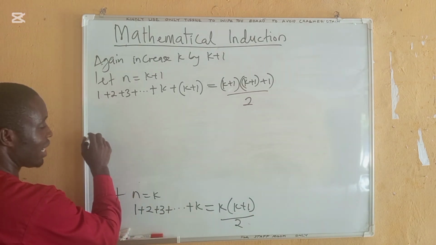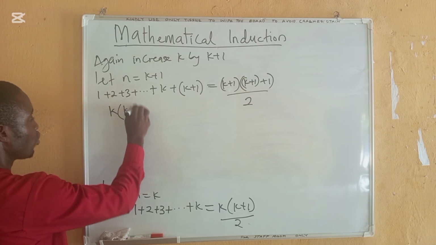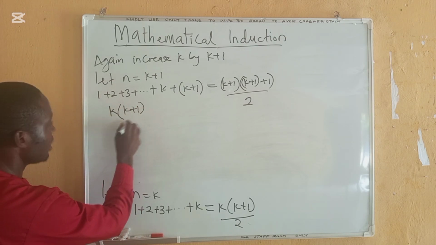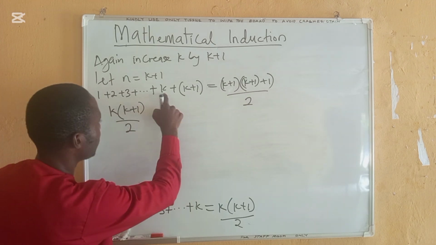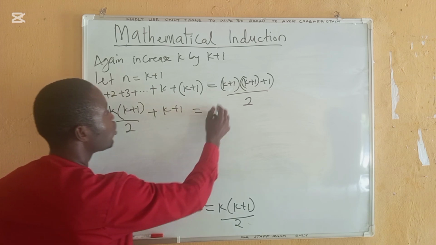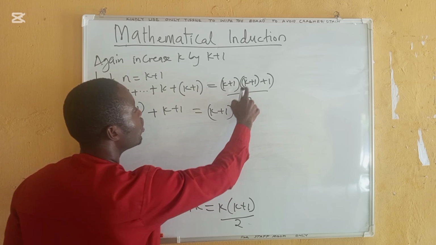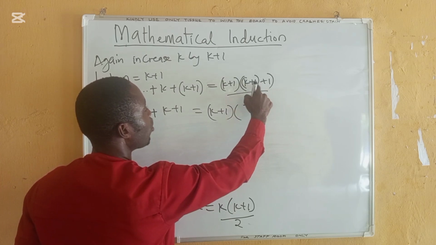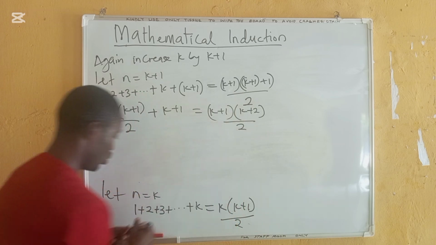So replacing that, we are now going to have k into k plus 1 divided by 2, plus k plus 1, is equal to k plus 1 into, if you open this bracket, you have k plus 1 plus 1, that is k plus 2, divided by 2.